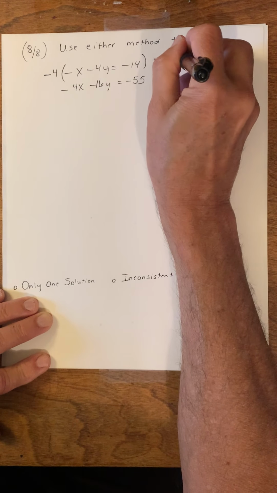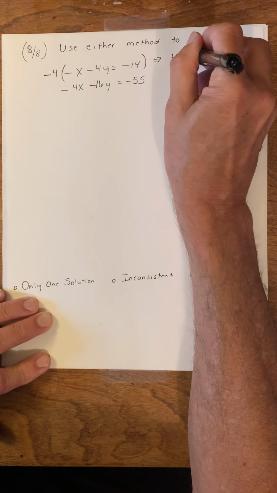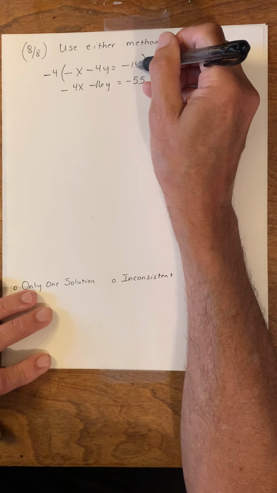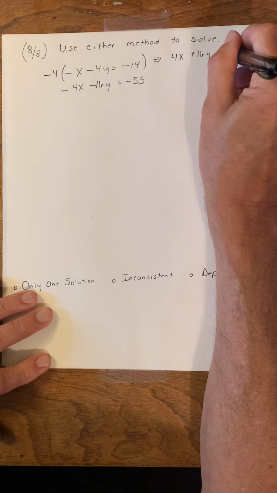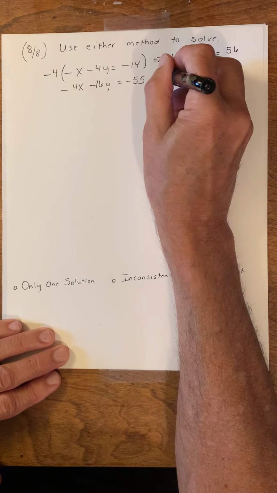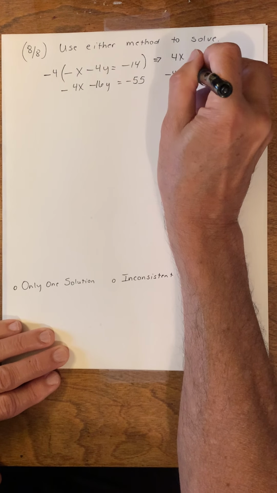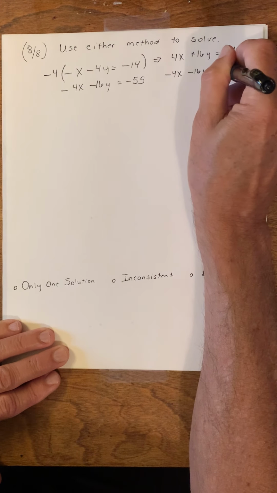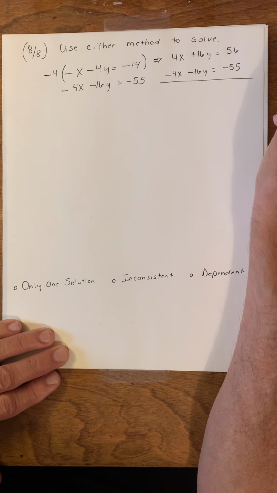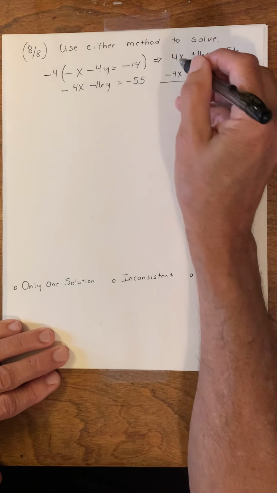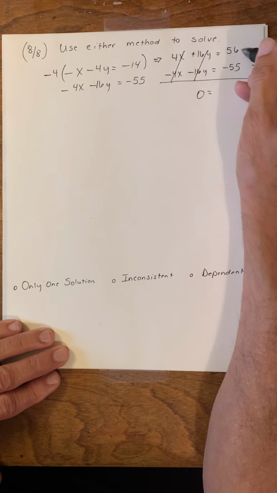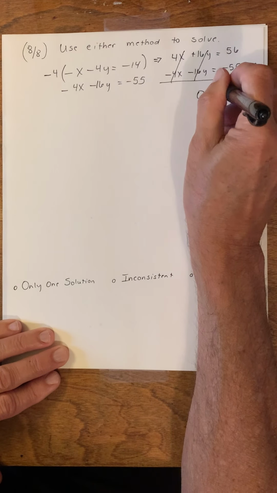So I get 4x, negative 4 times negative 4, plus 16y. Negative 4 times negative 14 is positive 56. Rewrite this one as it is. Got me some opposites, so I'm ready to add the two equations together. Add them up. Cancel, cancel. I get 0 on this side. 56 minus 55 is 1.